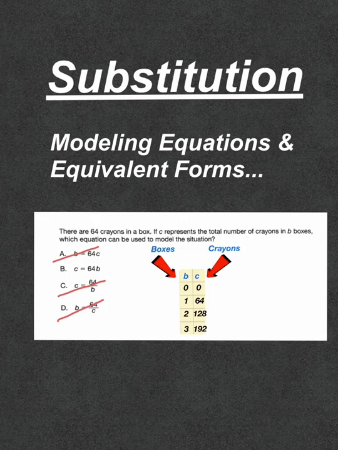And then finally, I would eliminate choice A, because A says that the number of boxes is equal to 64 times the number of crayons. And we know this is false, because the total number of crayons has to be larger than the number of boxes that they're in.